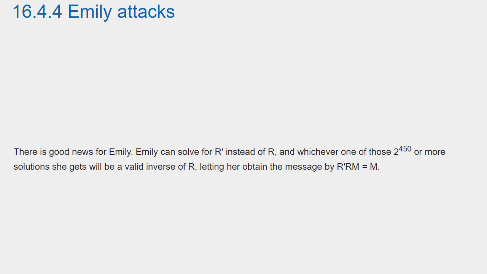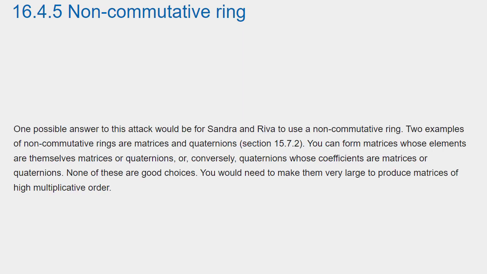Emily can solve for R prime instead of R, and whichever one of those 2 to the power 450 or more solutions she gets will be a valid inverse of R, letting her obtain the message by R prime RM equals M. Section 16.4.5 Non-commutative ring. It looks like Sandra and Riva are sunk. Emily has won this battle.